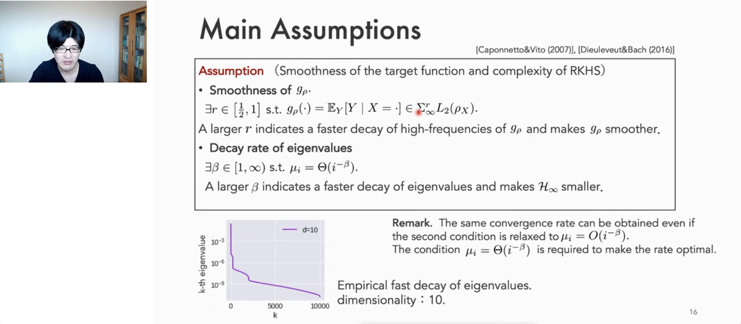Here are the main assumptions in our theory. The first is the smoothness of the Bayes rule. This says that the Bayes rule is contained in the power of the integral operator with r. So this assumption controls the smoothness of the target function, as explained. The second determines the decay speed of eigenvalues of the integral operator. So this controls the size of the RKHS.